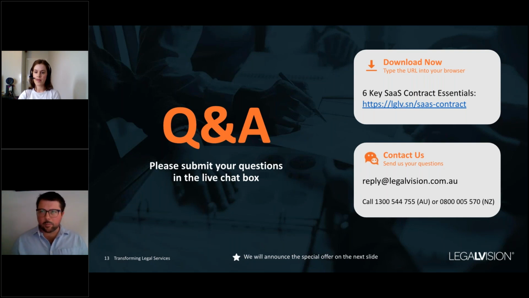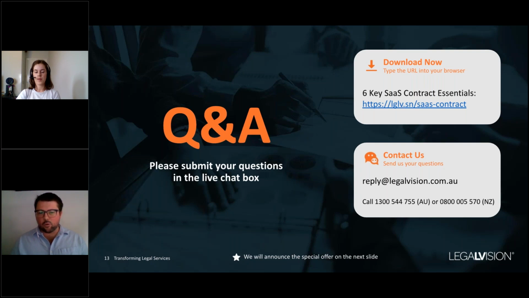Sure. So the next one we got is, what is the difference between a SaaS agreement and a SaaS license? And basically, the short and the long answer is there's not really any difference. So a license, if we think of it more broadly from a legal perspective, is really just a right to use or a right to access. And typically, to make that enforceable, it would be included in a form of agreement.